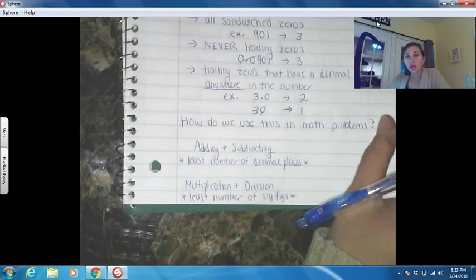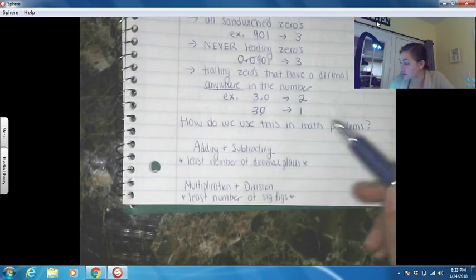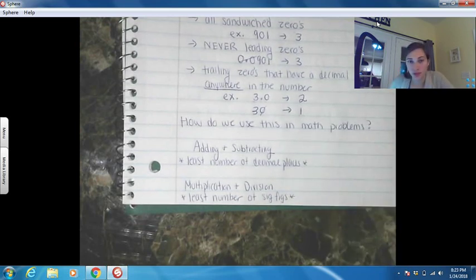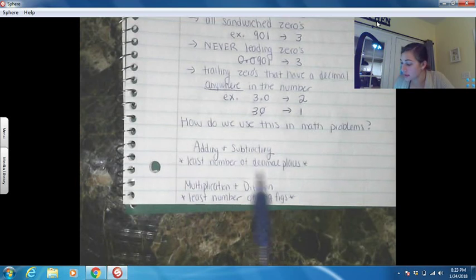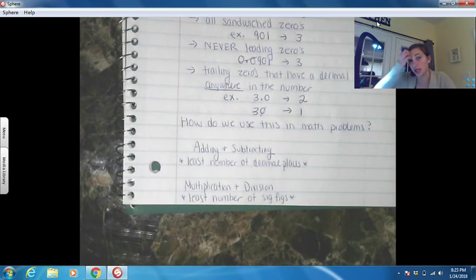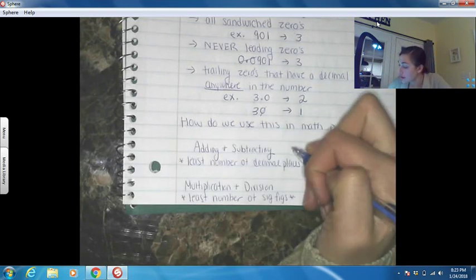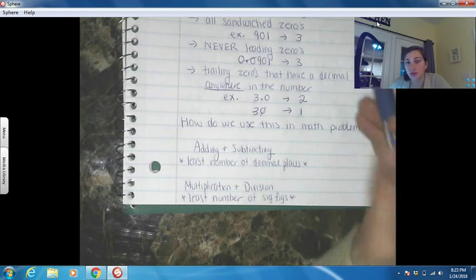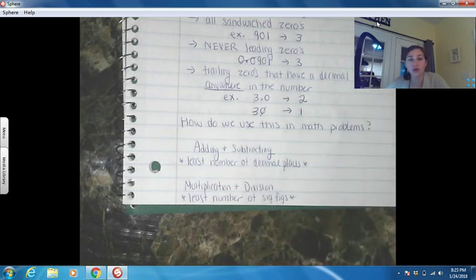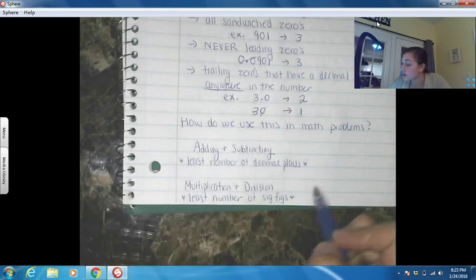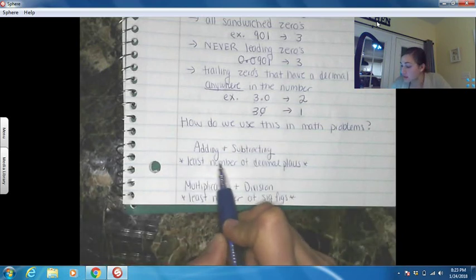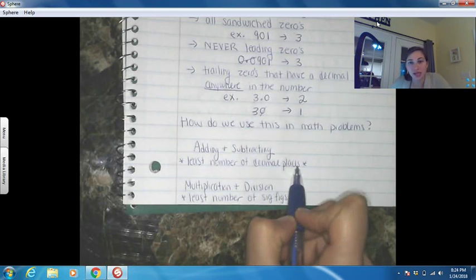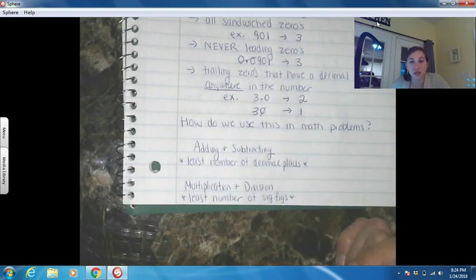So in math problems, there's 2 rules that we also need to know. The first one applies to adding and subtracting, and the second one applies to multiplication and division. So adding and subtracting don't really follow these sig-fig rules. Instead, they say when you are adding or subtracting two or more numbers, your answer needs to be the least number of decimal places as the numbers in the problem.